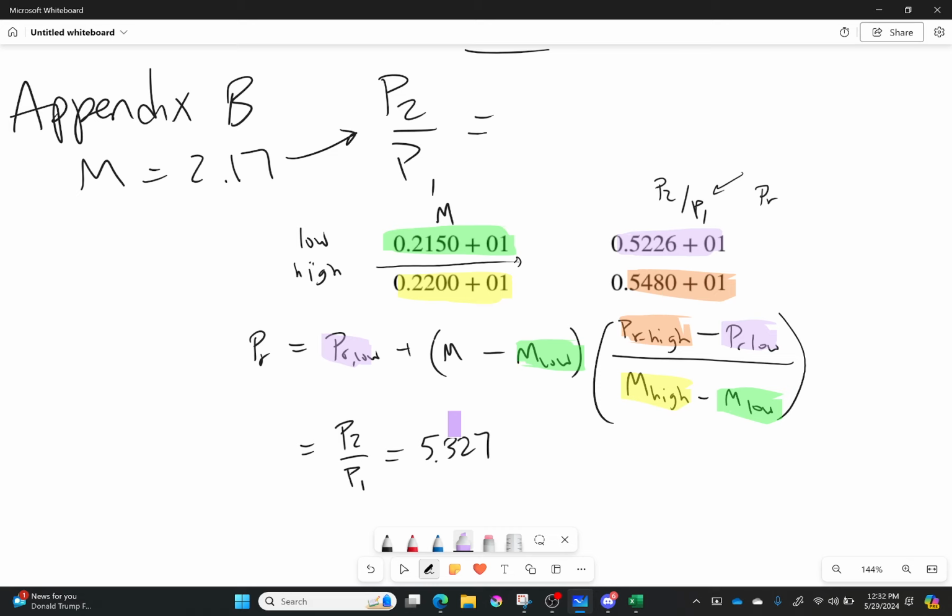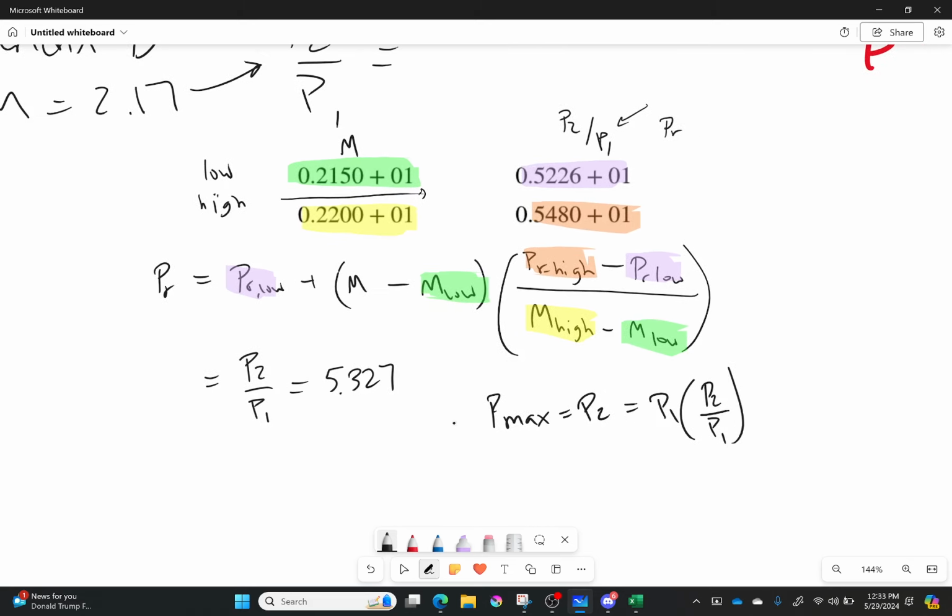I can now plug it in and solve for what in the world is my max pressure that I can experience. It's going to be right after the shock wave, we know that. So P max is going to be equal to P2, which will be equal to P1 times P2 over P1. And that will be equal to my initial pressure, which is 4.2 atmospheres, times my ratio, which is 5.327, for a pressure of 22.373 atmospheres.